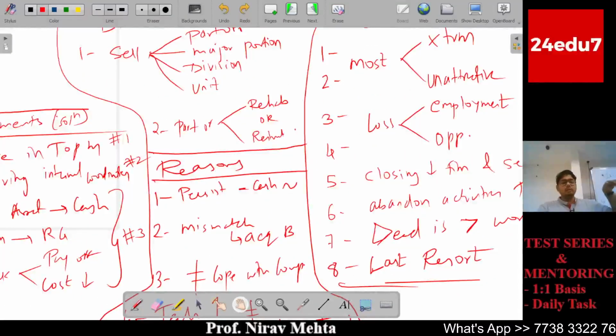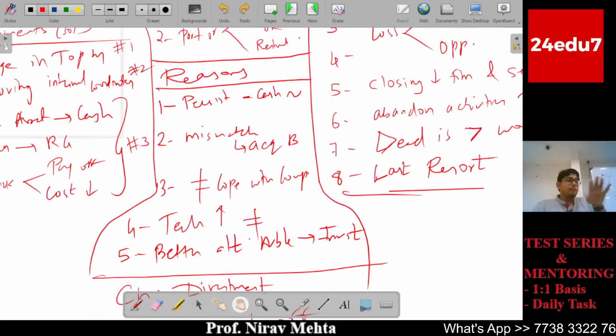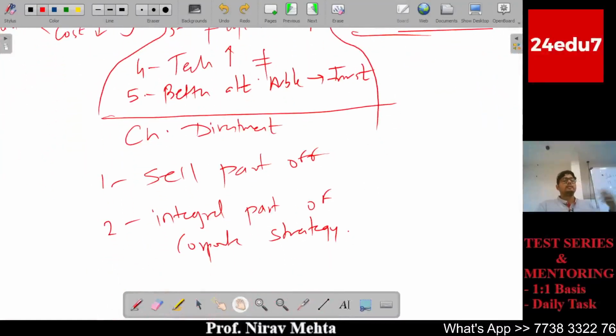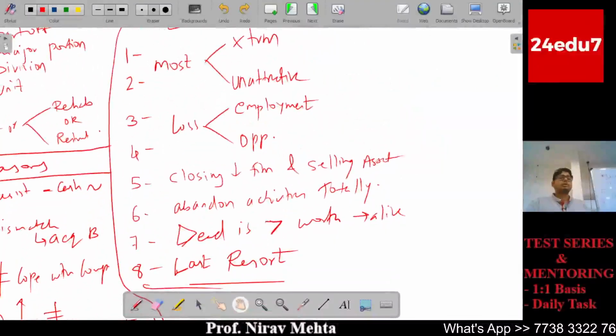Reasons: persistent negative, acquired business, cannot cope with, technology upgradation required but no, and better alternative available for. Sale part of, integral part of corporate strategy. Correct? Liquidation: most, and. Loss of, and. Closing down the firm and selling. Abandon activities. Dead is worth more than alive. Last.